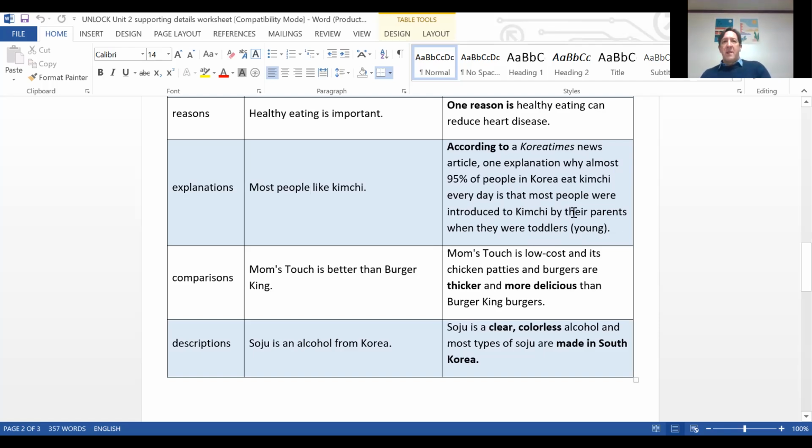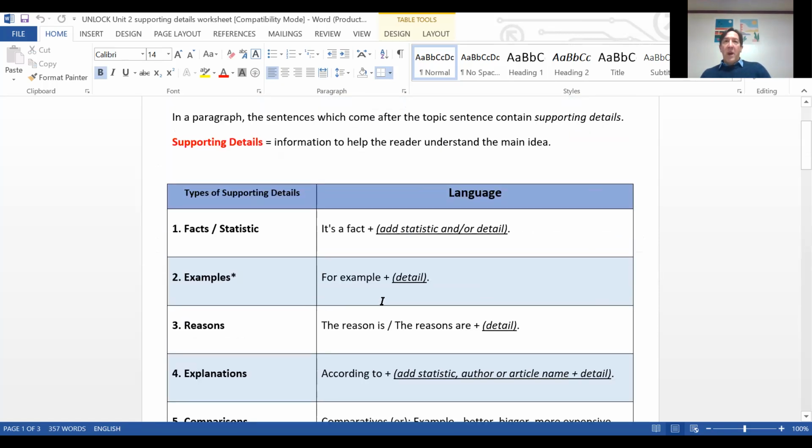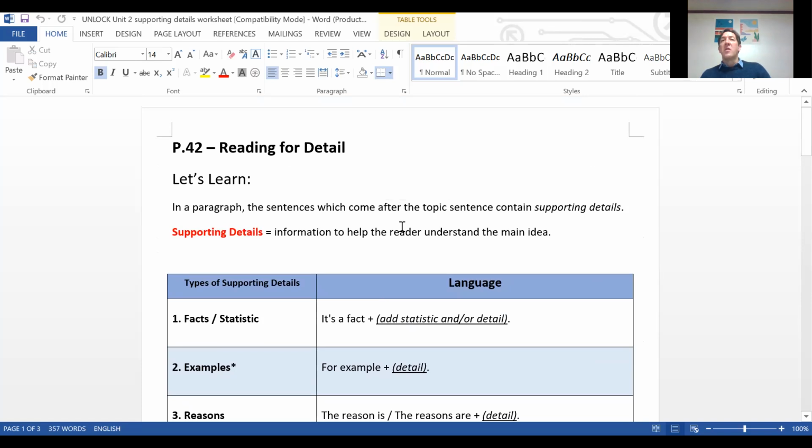Next one, comparisons. Mum's Touch is better than Burger King. Mum's Touch is low cost and its chicken patties and burgers are thicker and more delicious than Burger King burgers. Right, so that's kind of what we did last time. And then descriptions. Soju is an alcohol from Korea. Soju is a clear, colorless alcohol, and most types of soju are made in South Korea. Describing something using adjectives. All right, guys, so lots of different ways to support your topic with details, supporting details.